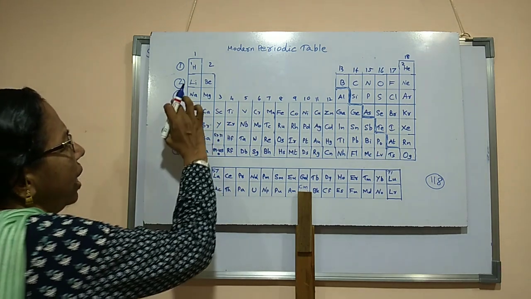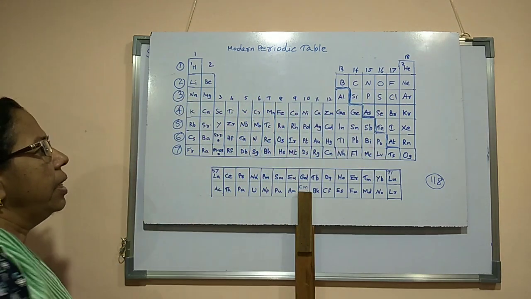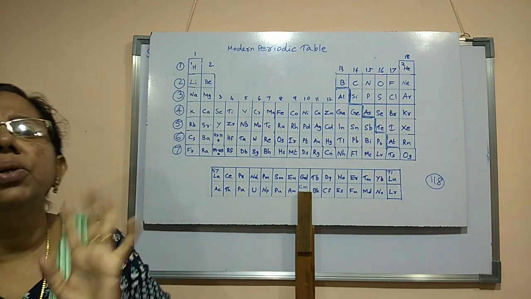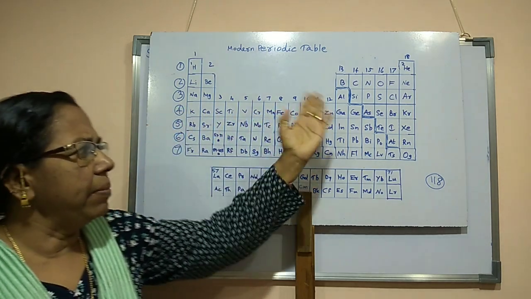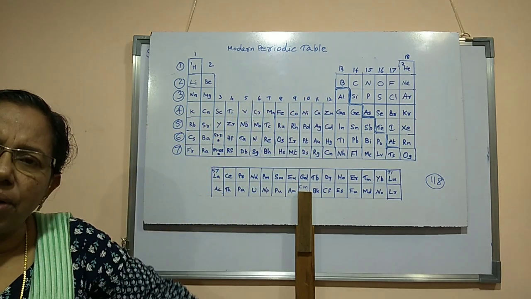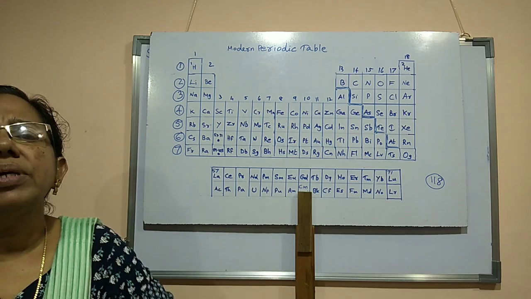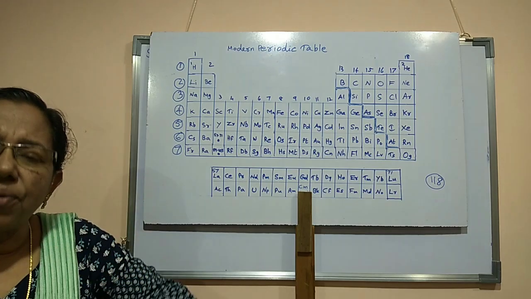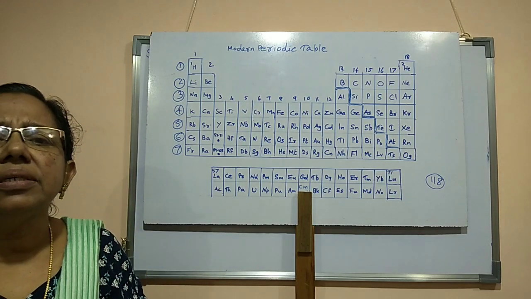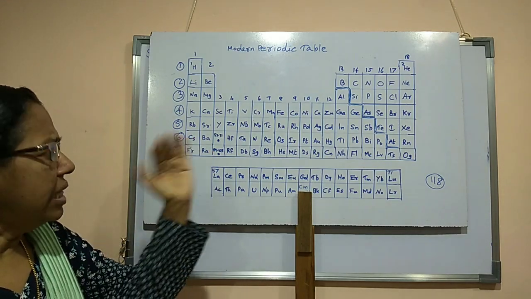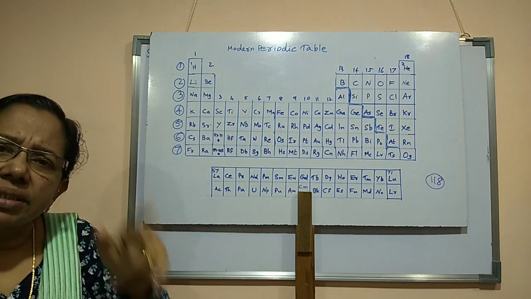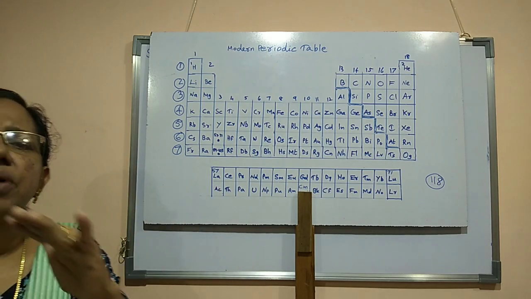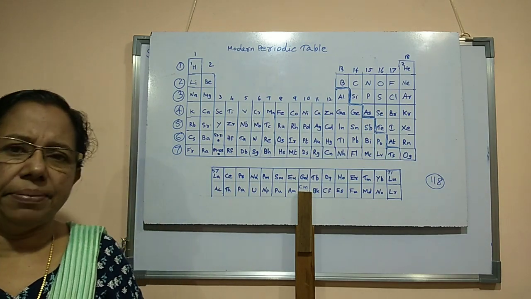Now, third row elements, if you see, in their atom will have three orbits around the nucleus. Fourth row elements will all have four orbits around the nucleus. Fifth row elements will have five orbits around the nucleus. Similarly, sixth will have six orbits. Seventh period will have seven orbits around the nucleus in their atoms.